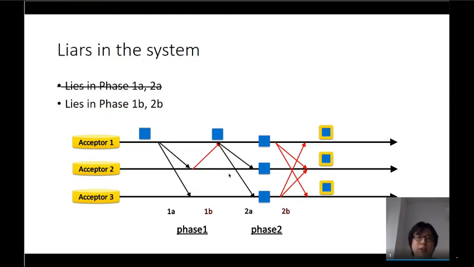Another assumption we have for this part is that a leader acceptor cannot lie. Leader acceptor means the acceptor that proposed a value in that ballot. If that cannot lie, it means they cannot lie in phase 1A and phase 2A. So a liar can only exist in phase 1B and phase 2B.